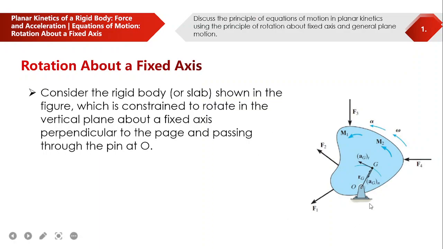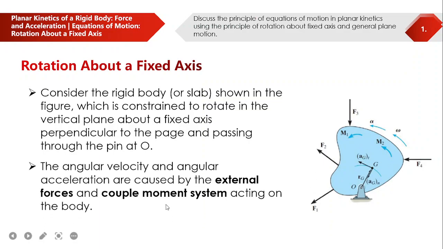So this is our slab, which is constrained by this pin. And it will rotate, let's say, counterclockwise, because the arrows here say so. The angular velocity and angular acceleration are caused by the external forces and coupled moment system acting on the body. As you can see here, there are forces F1, F2, F3, F4, and there are also moments present on our body. So it is expected that it will rotate about a fixed axis since it is constrained on a fixed pin.